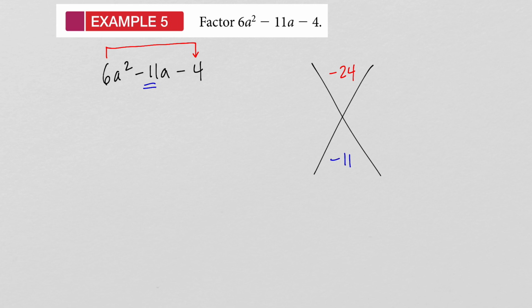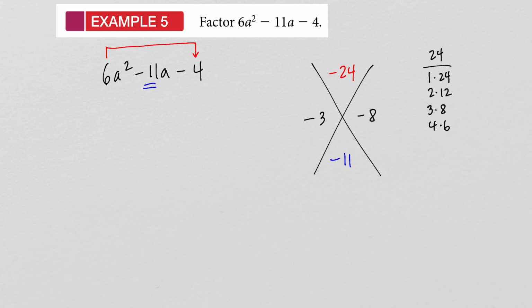And now we have to try to identify factors of negative 24 that we can add together to get negative 11. So let's think about this for a minute. So here are the possibilities once again. Now remember, we have to multiply to get negative 24. So you might think that we could use negative 3 and negative 8 because we know that those add up to give us negative 11. But if you multiply negative 3 times negative 8, you get positive 24. Okay, so that's not going to work.